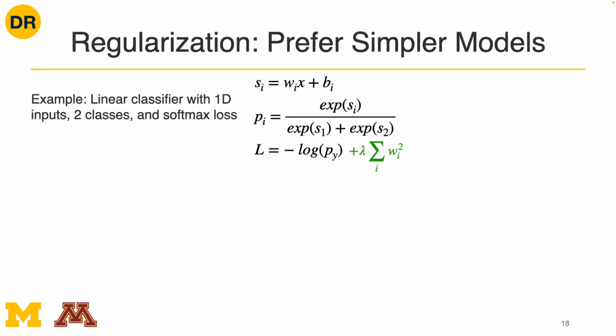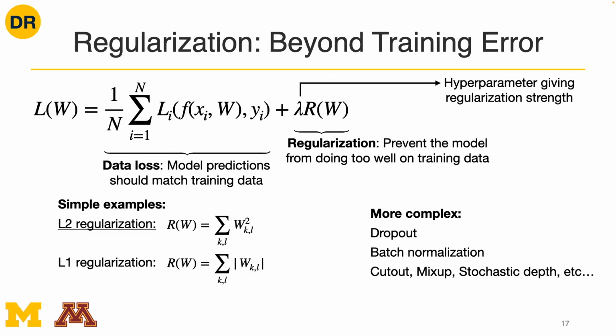So if we go back to our simple example, we have a question: what is the typical value for this hyperparameter lambda? That's very dependent on a number of variables. It depends on the model that you're choosing. In the case of linear classifiers, you might want to choose a lambda that's very different than in the case of convolutional neural networks. But it also depends on the specific data set that you're using.